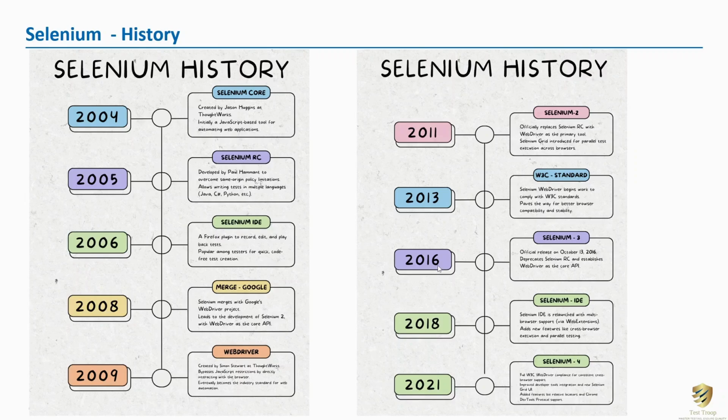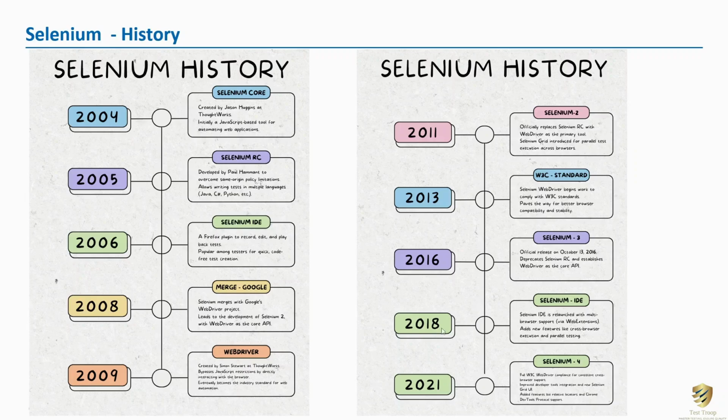In 2016, they released Selenium 3, with the official release on October 13, and it deprecated Selenium RC. From that point in time, Selenium RC was deprecated and WebDriver completely replaced it, establishing WebDriver as a core API.